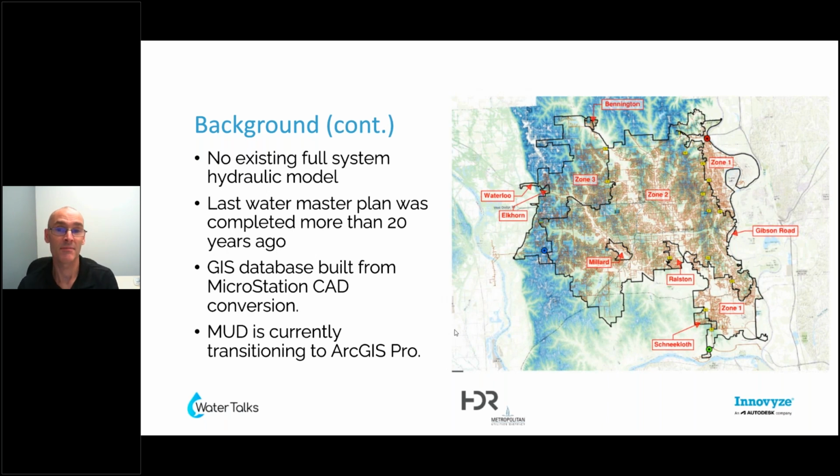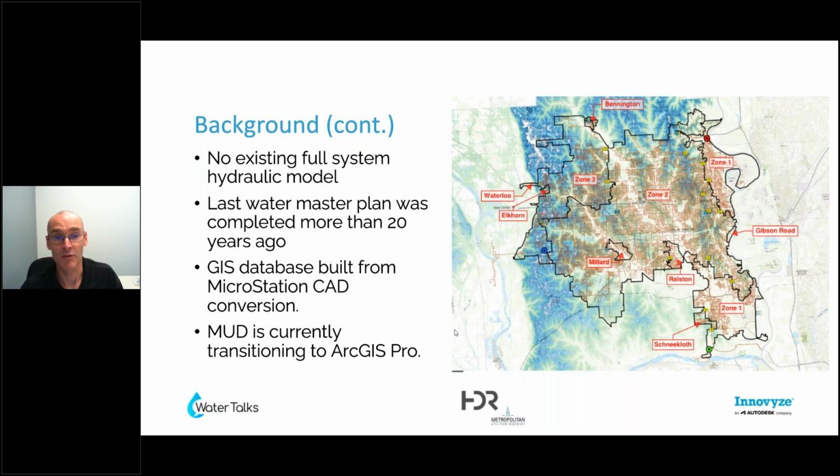So with their system, there were some unique challenges and unique opportunities with this project. The district didn't have an existing full-scale system hydraulic model. They had always done modeling in chunks, little tiny bits and pieces here and there, but never one comprehensive full-scale model. And they hadn't done a substantial master plan in over 20 years. So no model, no master plan. So really a unique opportunity to help them get moving in the right direction.